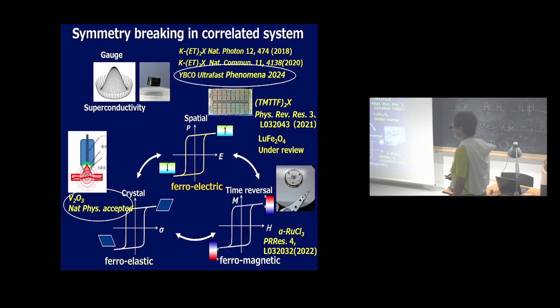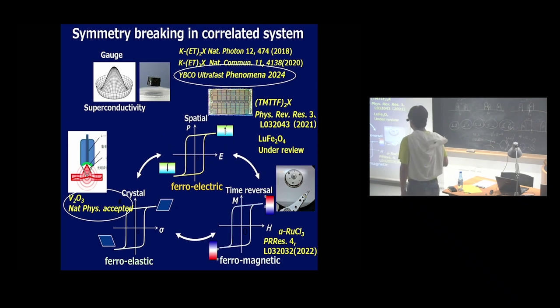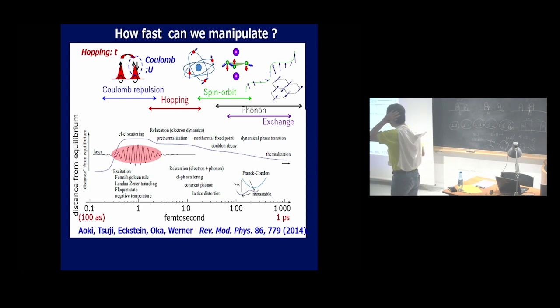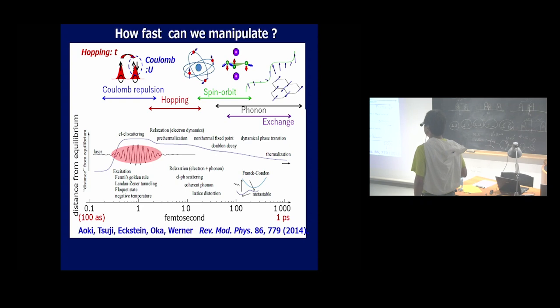But in the recent several years, we moved to transition metal compounds such as YBCO, lutetium ferrite, alpha-ruthenium trichloride, and also VO3. To consider that, we have to think about the energy, or equivalently the time scale, for the material parameters such as the Coulomb repulsion, the intersite charge hopping, and the elementary excitations.